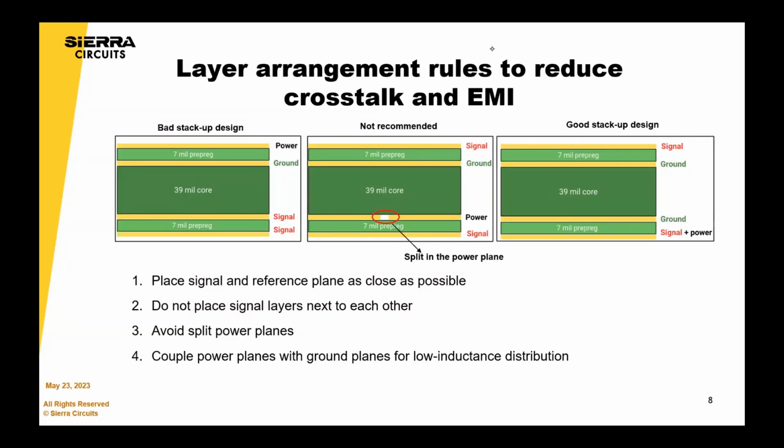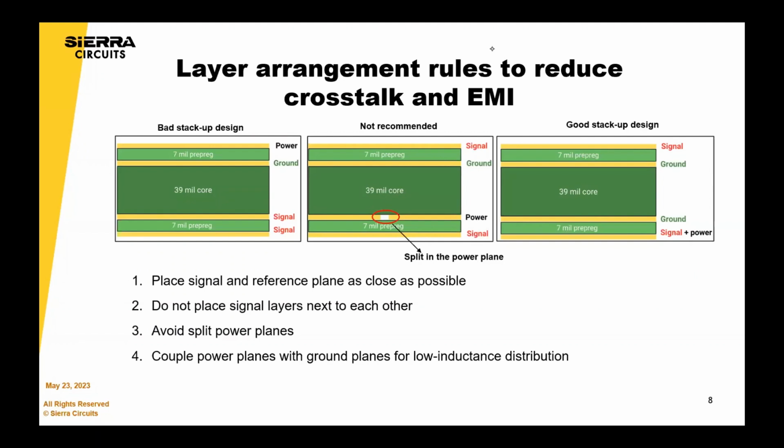Okay, so layer arrangement is important as well. Just as some quick examples, in the first stack up, the signal layers are adjacent to each other, and that is definitely prone to crosstalk and EMI. And the ground plane is further away from the signal layers. In the second example, the clearance between the power and ground plane is very high, and there's a split in the power plane. So the third stack up is really, let's say, the best, would perform the best.